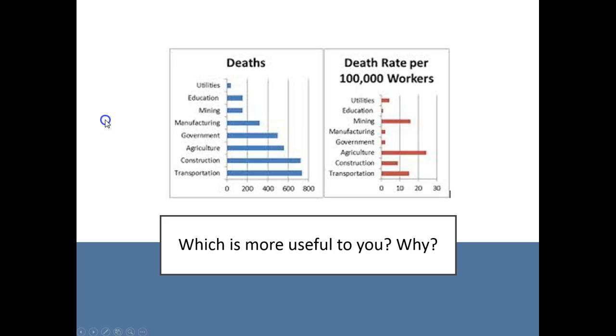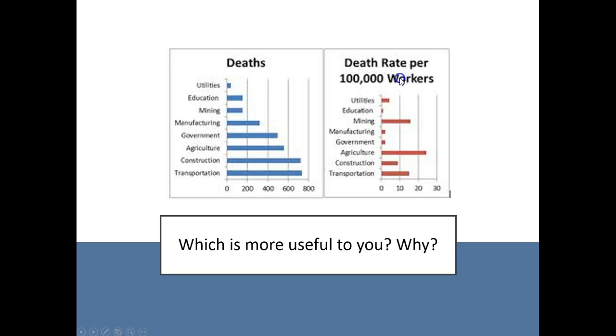Here's some more data. On the left-hand side, we have the number of deaths for different occupations. And when you look at that, you might say, wow, a lot of transportation workers die. And these are on the job deaths. Looks like utilities is really safe. It looks like utilities is safer than education. And mining, construction and transportation look really dangerous. Like, I don't want to do that. A lot of people die on the job.